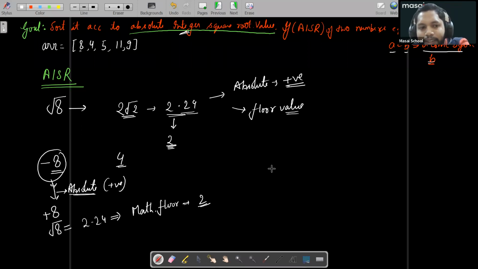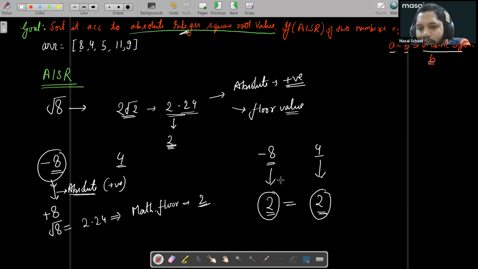Now it is saying one thing. Minus 8 and 4. So what is the positive square root value? The absolute square root value of 4 is 2, and the positive square root value of minus 8 is 2. So both the values are equal. Now if the values are equal, the number which is lowest, this is lowest, right?